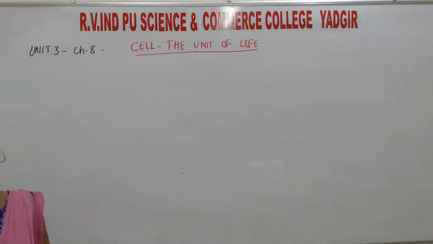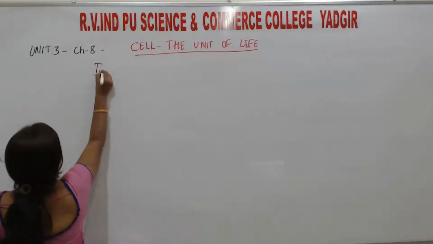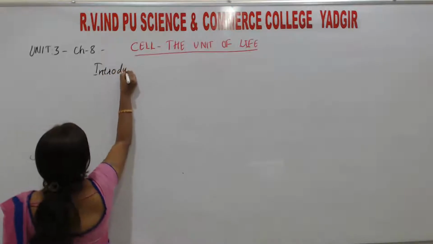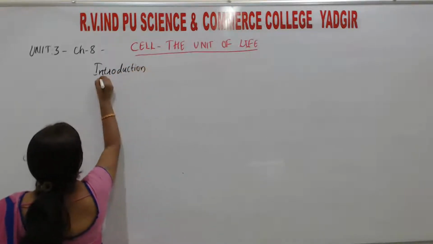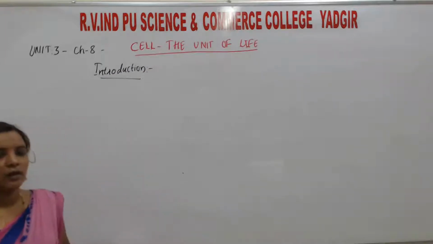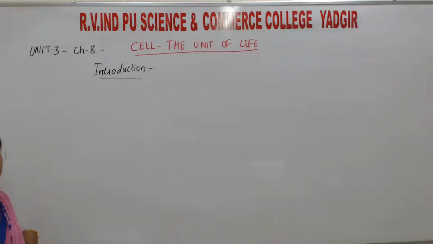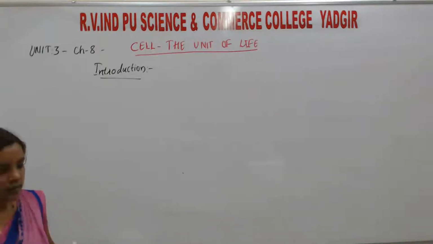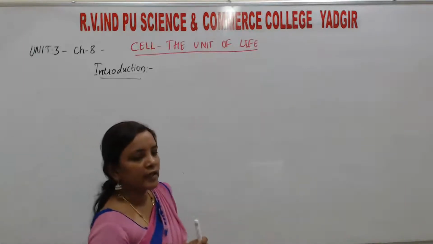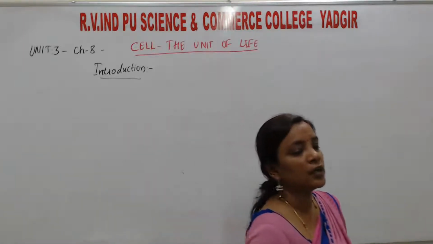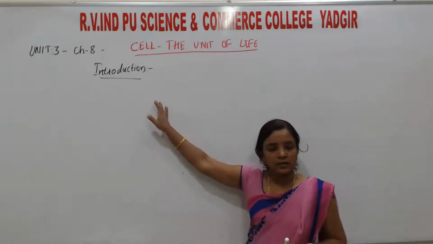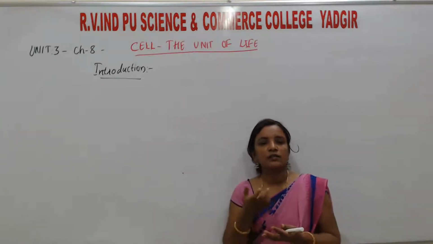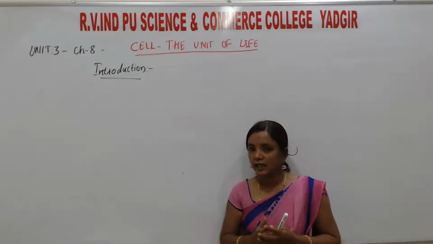So let's start with the cell, the unit of life. Coming to the introduction of the cell, the unit of life. As you know, each and every living organism is made up of what? They are made up of cells. So cells are the structural and functional unit of all living organisms.